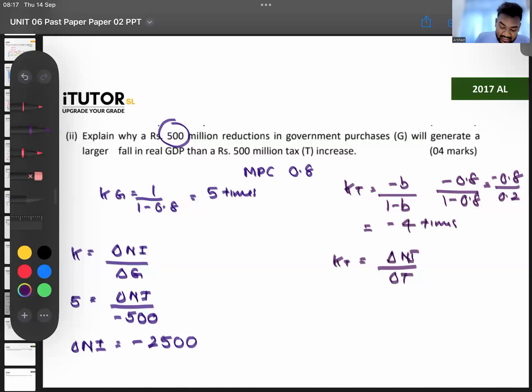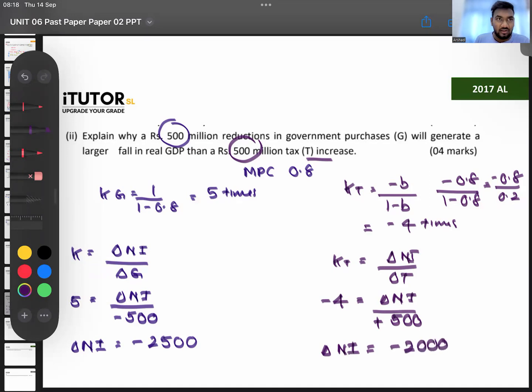So they are saying a 500 million increase in tax. So if you increase tax, the multiplier is minus 4, right? Change in national income, I don't know. I increase taxes by 500. Can you work it out and tell me how much my change in national income will be? My national income will fall by how much? If I increase taxes by 500, it has a multiplier of minus 4, it will fall by 2,000.